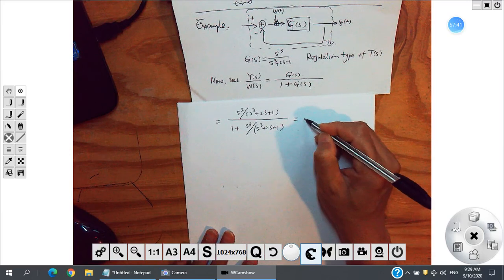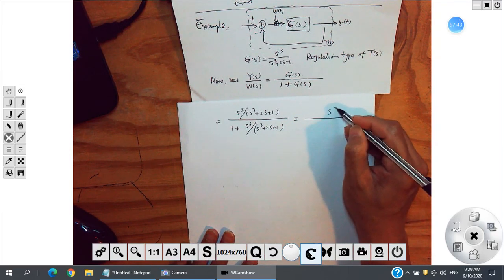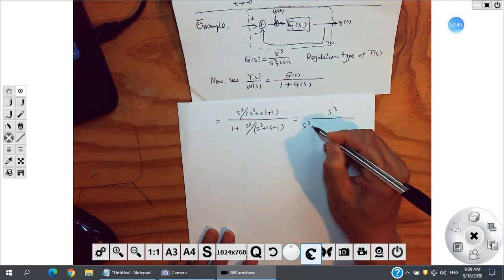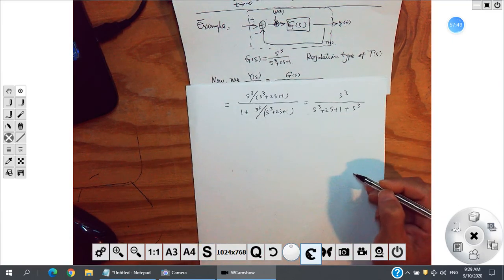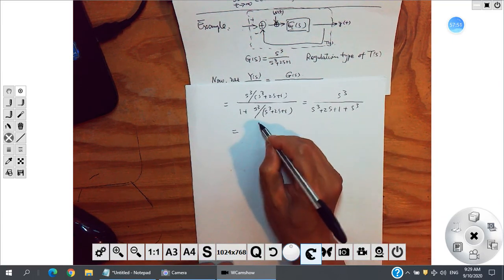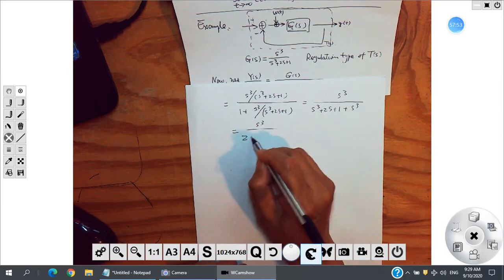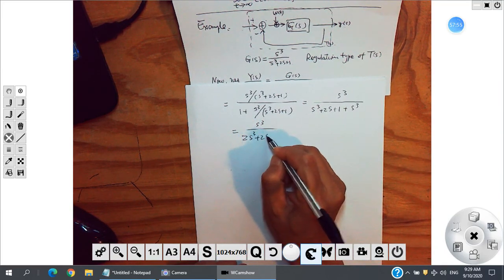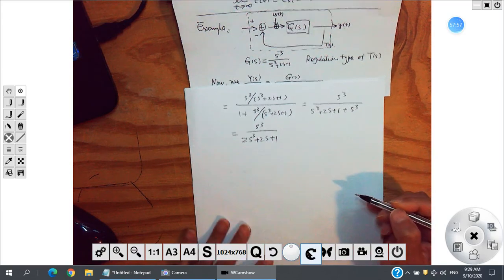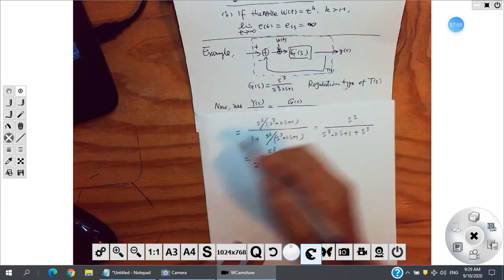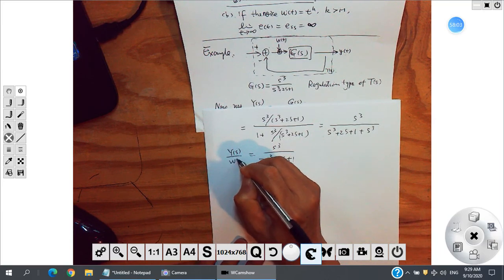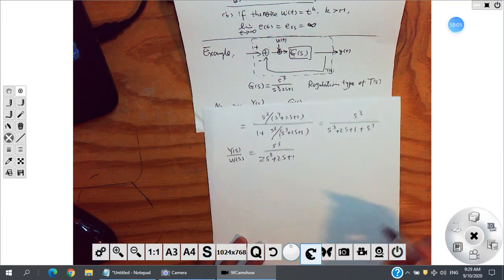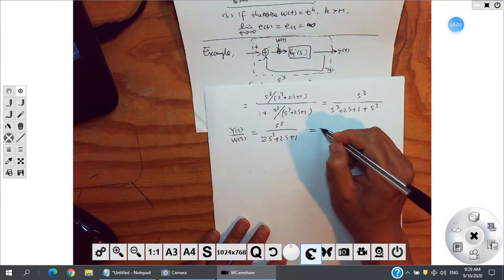So this is s cubed over s cubed plus 2s plus 1, plus s cubed. So it is s cubed over 2s cubed plus 2s plus 1. This is the transfer function from W to Y. From W to Y, I give a notation. I write this as T1 of s.